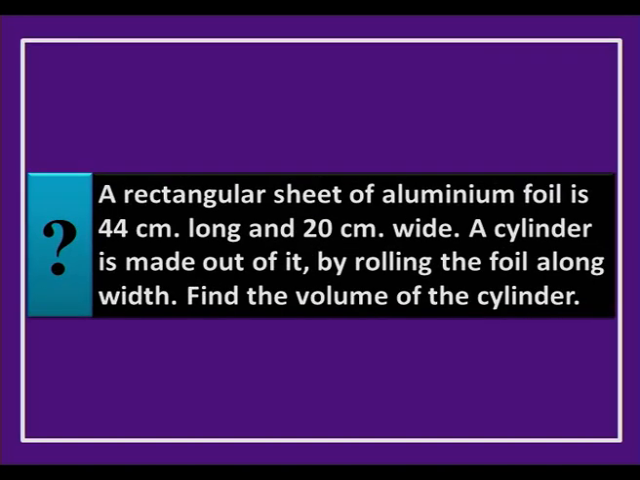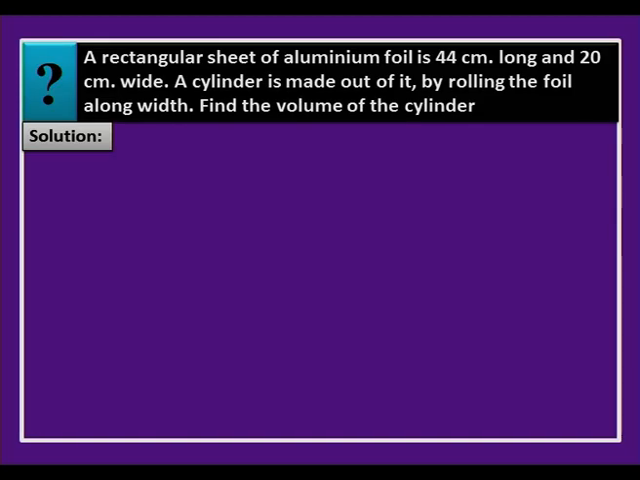A rectangular sheet of aluminum foil is 44 centimeter long and 20 centimeter wide. A cylinder is made out of it by rolling the foil along the width. Find the volume of the cylinder. Let us start with the solution.